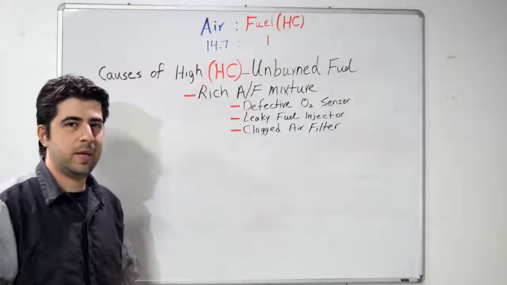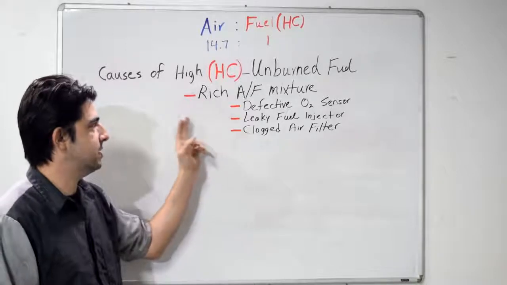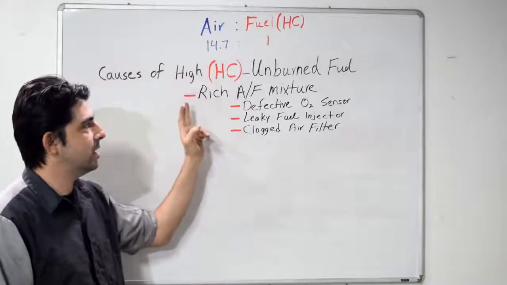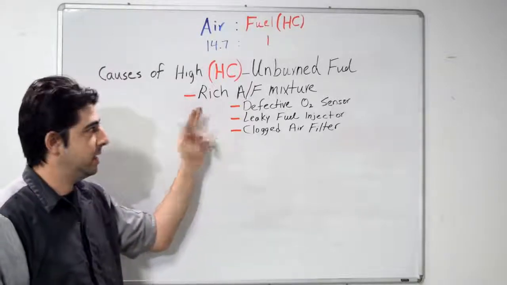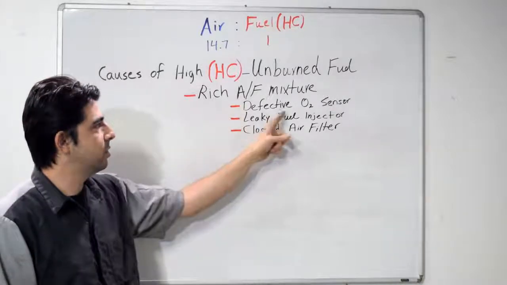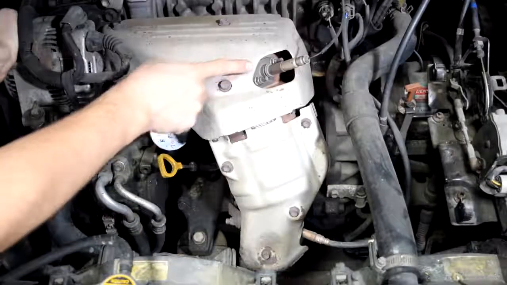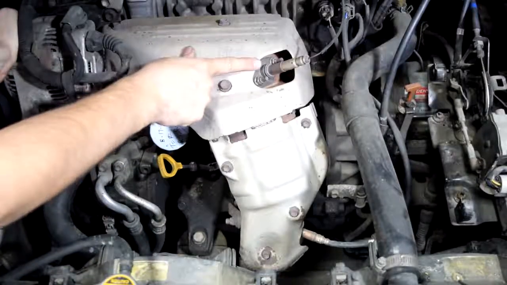Alright, so with that out of the way, now let's go over some causes of you having high HC in your exhaust gases. And the first cause is going to be a rich air-fuel mixture. And what are some examples of that? Well, like we said, a defective O2 sensor could definitely cause that. And more specifically, I'm talking about your pre-cat or upstream O2 sensor.